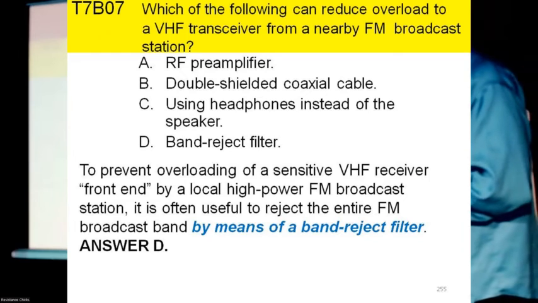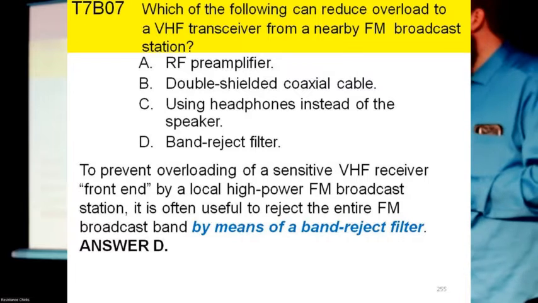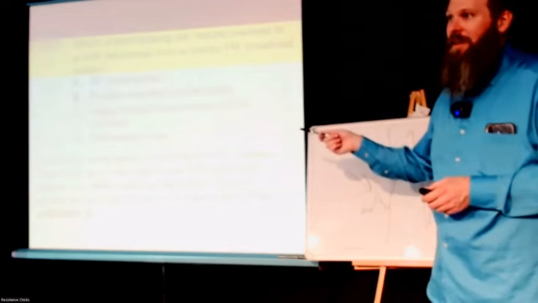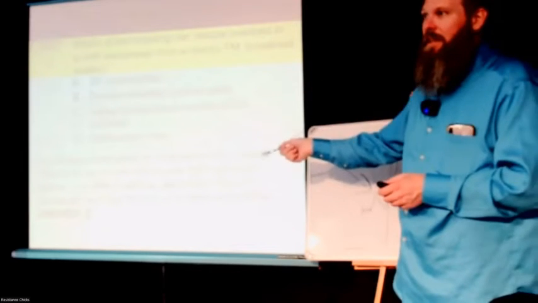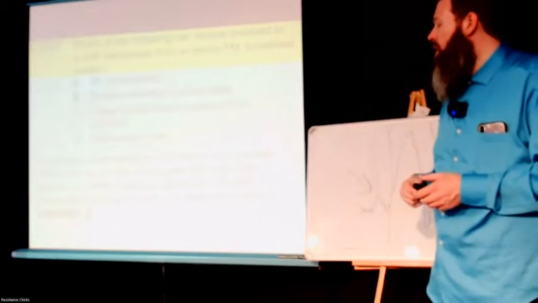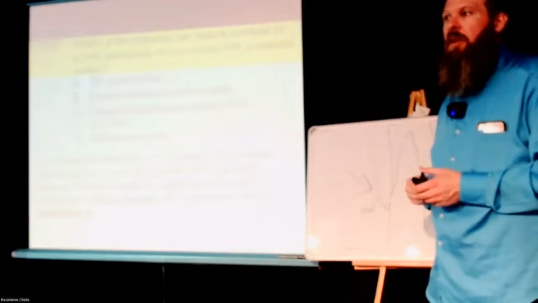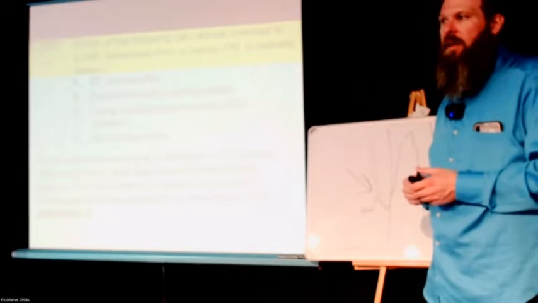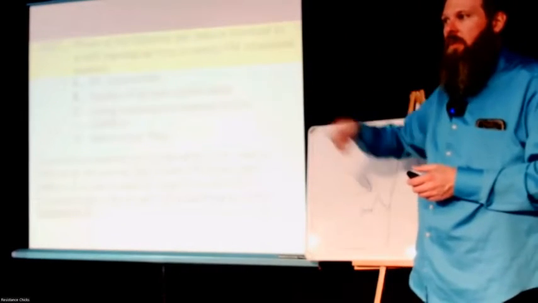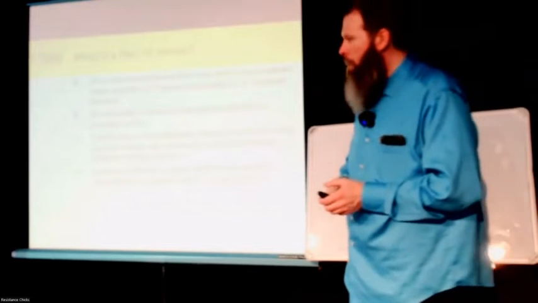Which of the following can reduce overload to a VHF transceiver from a nearby FM broadcast station? A band reject filter, which is the type of filter that you would use in the previous question. The previous one described where you install it. This one is just describing what that filter is. So if they're listening in the FM broadcast band and your 2-meter band radio is interfering with it, you would install a 2-meter band reject filter. So it rejects 2 meters, but still listens to FM broadcast. Are harmonics included in that? Absolutely. Yep.